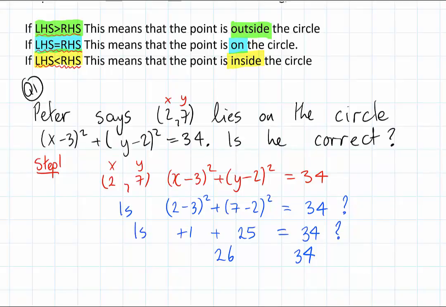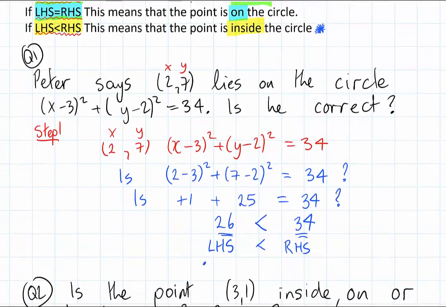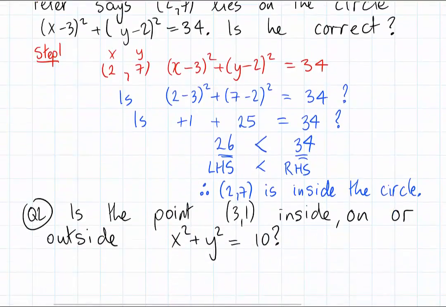Here we should be able to conclude that the left hand side, which is this side, is less in value to the right hand side. So we have LHS less than RHS. And from our notes above, we can see that when the left hand side is less than the right hand side, this means that the point is inside the circle. So Peter in this case is incorrect. And make sure to mention that in your conclusion. Write it down on your paper. Peter is incorrect.